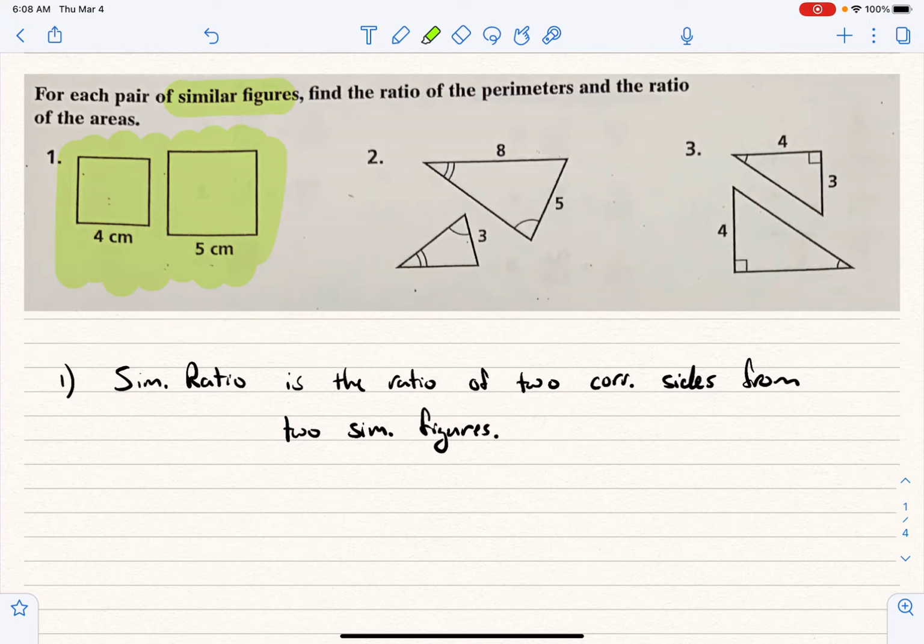Okay, so that's the first thing that we talked about. The second thing that we talked about was this idea of perimeter ratio. Now, perimeter ratio really almost got overlooked because why? Because the perimeter ratio is the similarity ratio. They're always the exact same number. So again, look at that number 1 right there. If I know the similarity ratio is 4 to 5, then the perimeter ratio is also 4 to 5. And so that one almost gets overlooked because it's so simple.